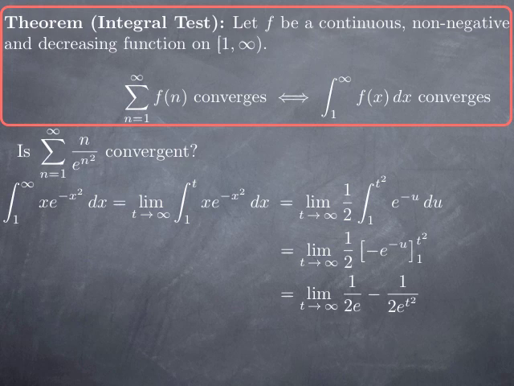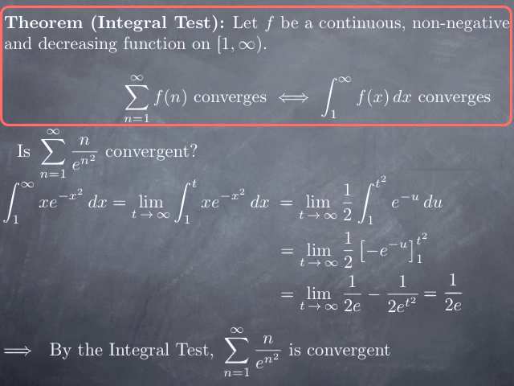When we look at the limit as t goes to infinity, e to the t squared goes to infinity, and therefore 1 over e to the t squared goes to 0, which means that our improper integral converges and takes a value 1 over 2e. As a conclusion, by the integral test, the series that we are looking at is convergent.